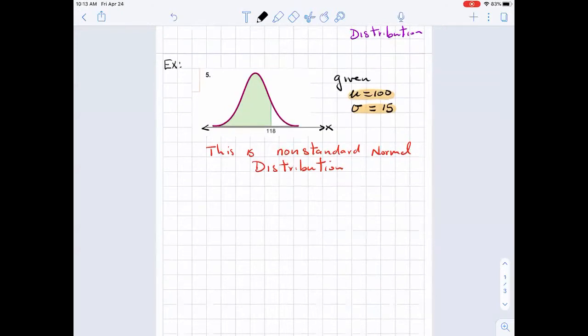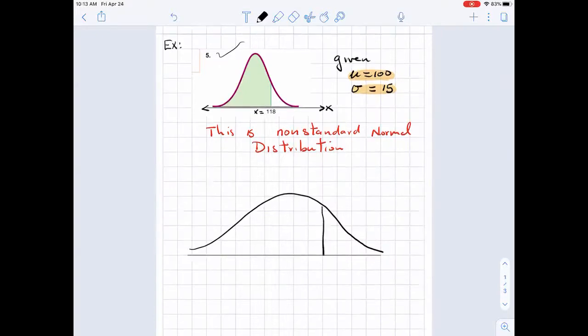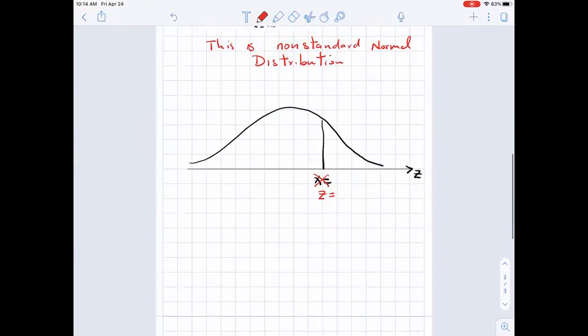So how do we move from this picture here to this standard normal picture? Well, this is X equal over here. So we want to find out what this X value is equal to in reference to a Z value, because when we draw back this diagram, we cannot write here that X is equal to 18. We cannot write X equal, because this line here is the Z axis. What we need to write is Z equals.